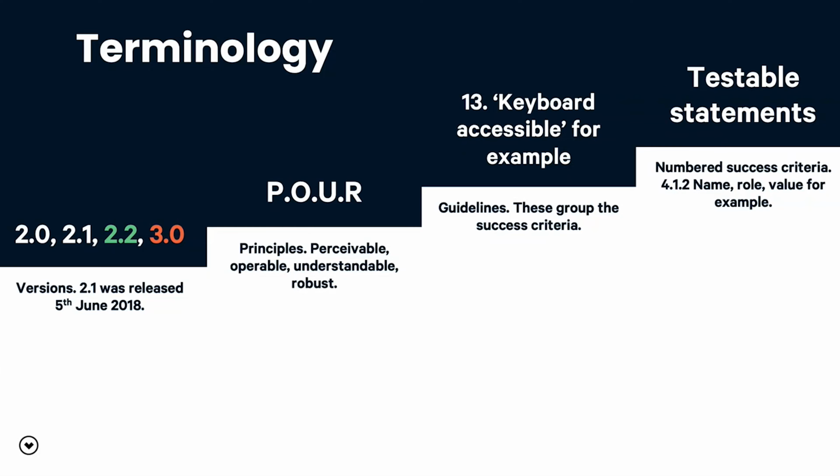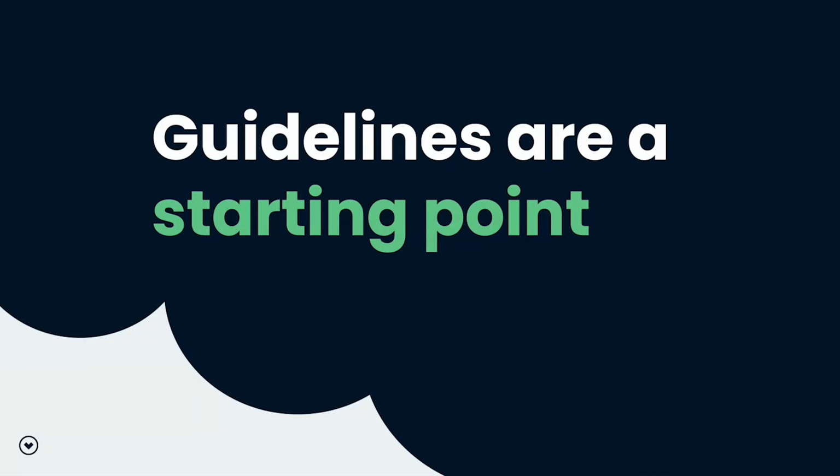Inside of the guidelines, you then have testable statements, which are called success criteria, and these are numbered. So you'll often see something like 4.1.2 name, role, value. That's a success criteria. I jumped ahead a little bit when it was on the quote slide, but guidelines are just a starting point. They're not the be all and end all. I think an accessible culture and understanding is more important than just stringently sticking to the guidelines, but they do offer us a really good starting point.